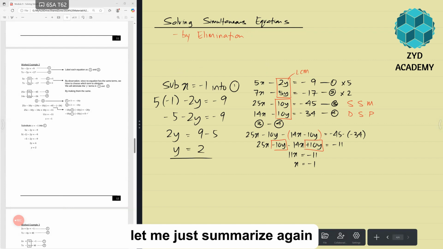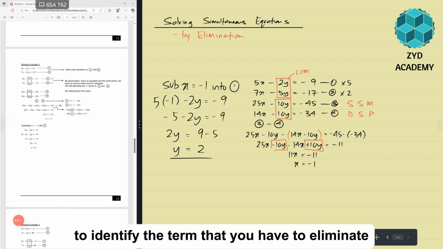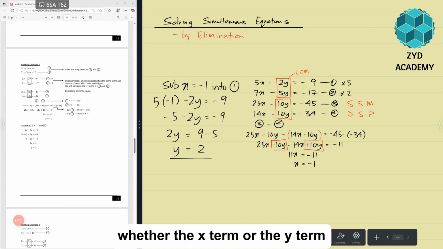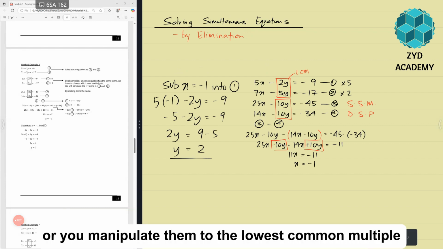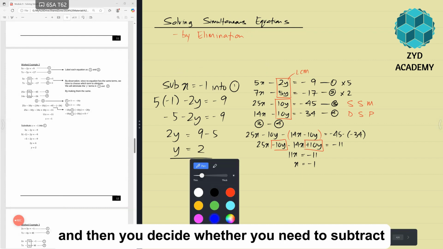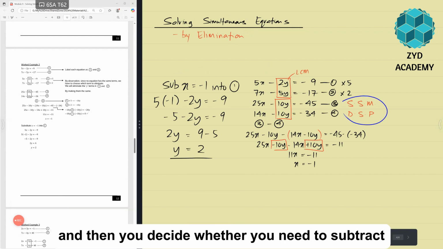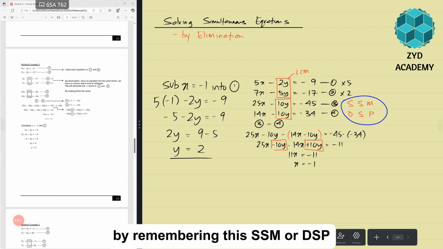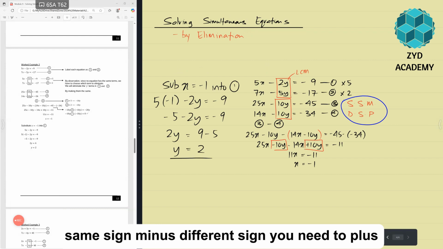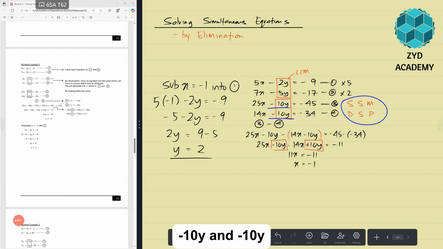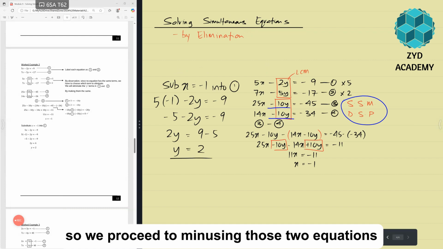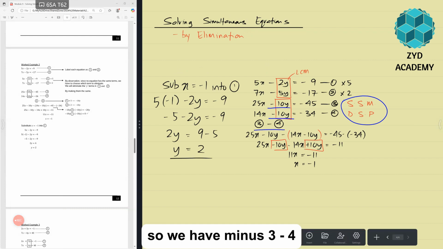Let me just summarize again. Your first step is to identify the term that you want to eliminate, whether the x term or the y term, and then just focus on those two terms. Make sure you manipulate them to the lowest common multiple, and then you decide whether you need to minus or plus by remembering SSM or DSP: same sign minus, different sign plus. In our case, both have the same sign, minus 10y and minus 10y. So we proceed to minus those two equations, 3 minus 4.